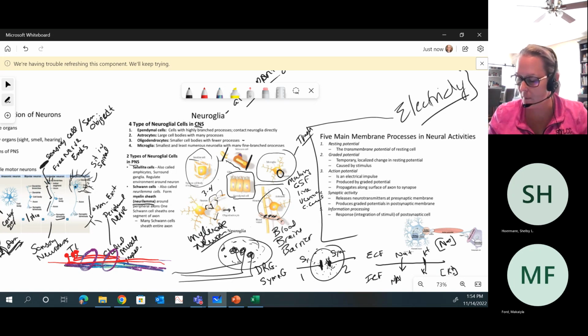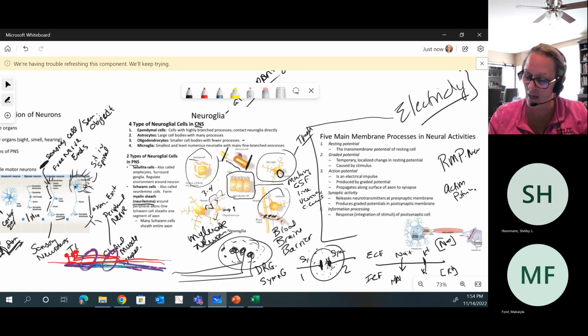And you should be able to tell me what the resting membrane potential for a neuron is. All right, you should be able to tell me what excitatory graded potentials are versus inhibitory graded potentials. And then you should be able to tell me what an action potential is. Okay, so there's a lot of vocabulary and a lot to go over.